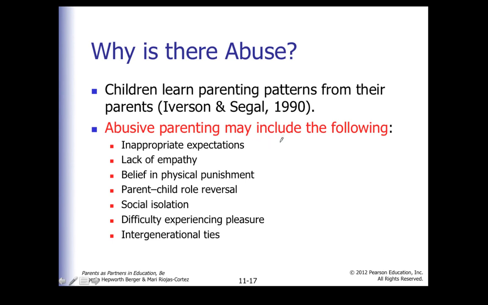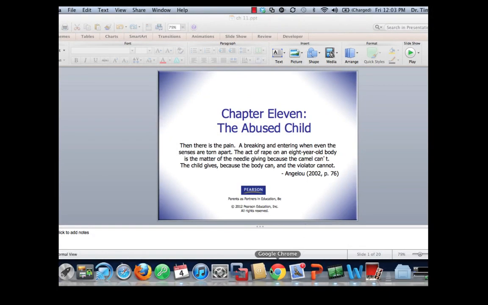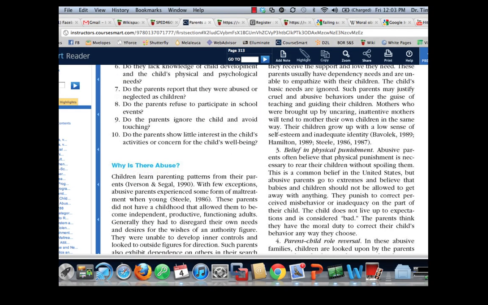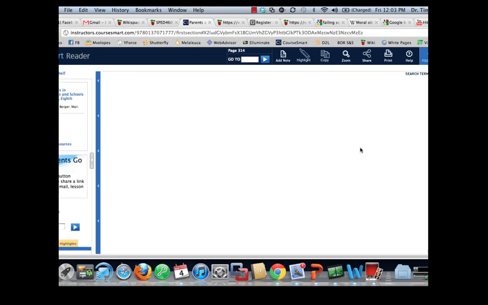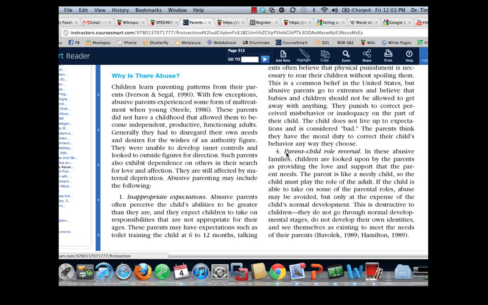What number are we on? About 11 here. This is your 11th entry. This comes from here. In each of these parent-child role reversals, they claim this is a role reversal. This happens in addiction also.